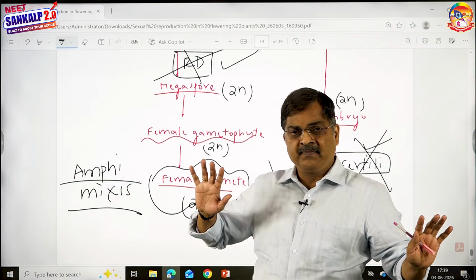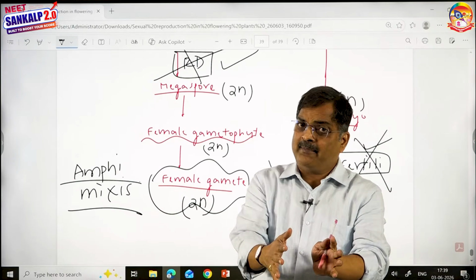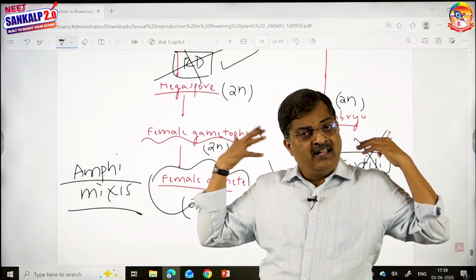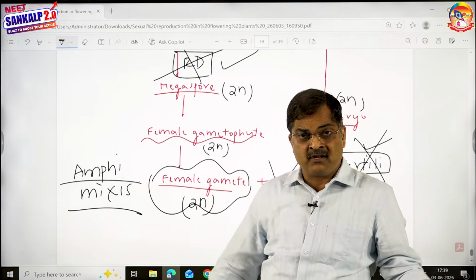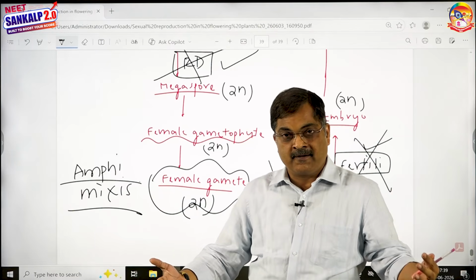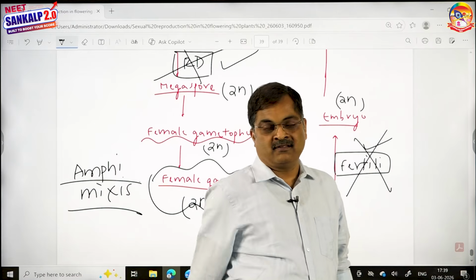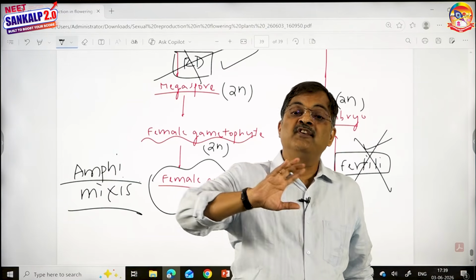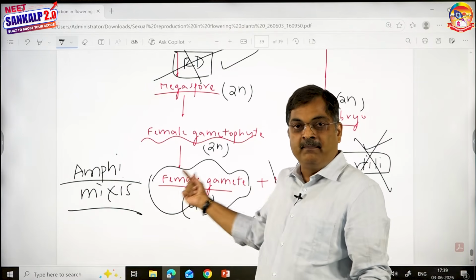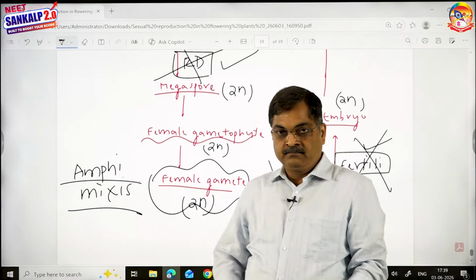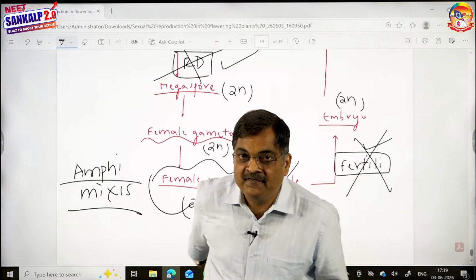Gametes are formed, but there is no fusion of gametes. There is no zygote. There is no fertilization. There is no reduction division. Therefore, it is definitely asexual reproduction, which mimics, means imitates, sexual reproduction because gametes are formed. What is the advantage of apomixis?